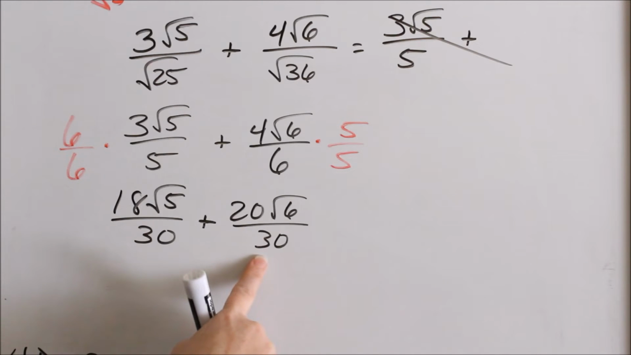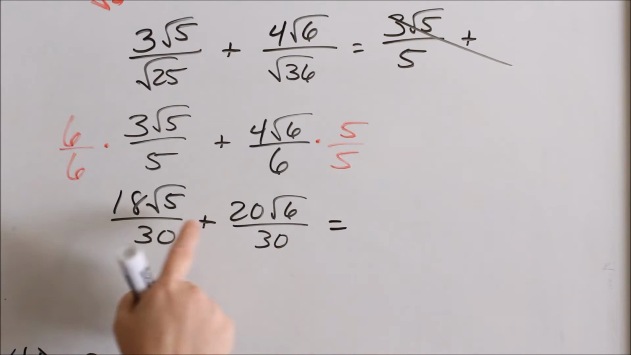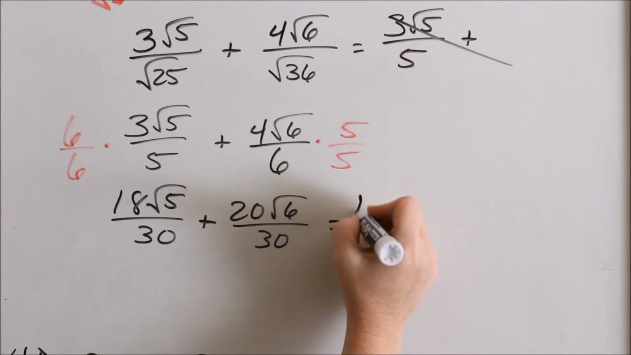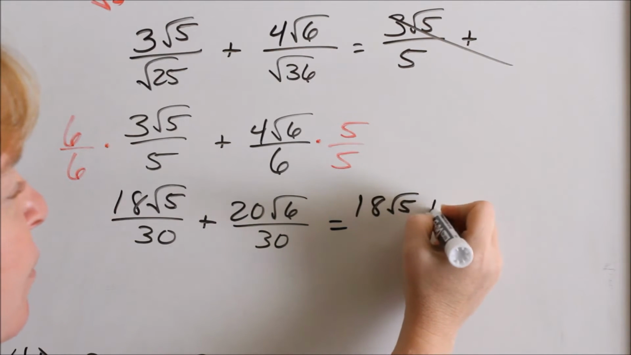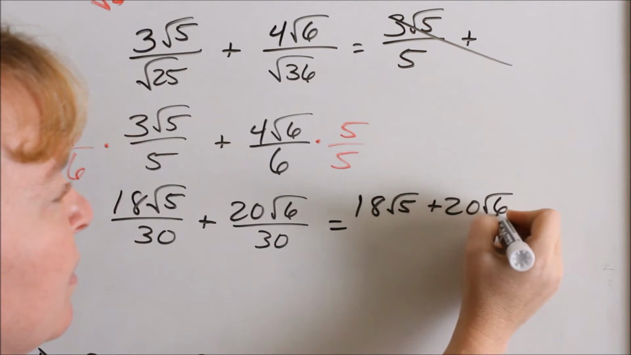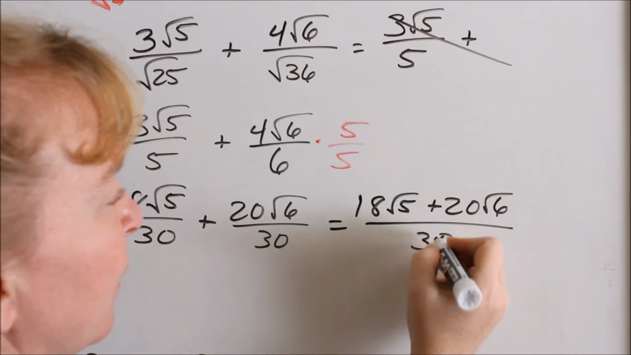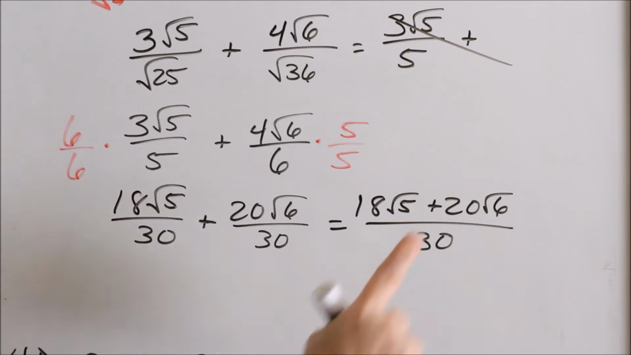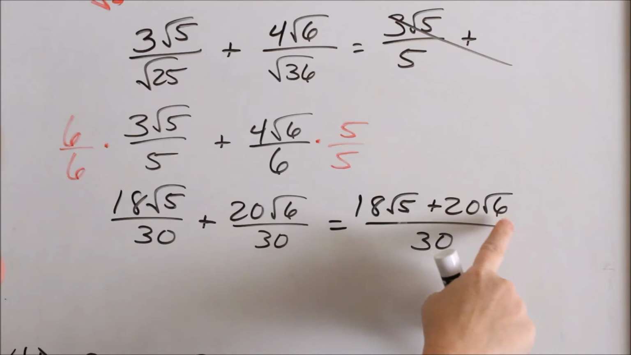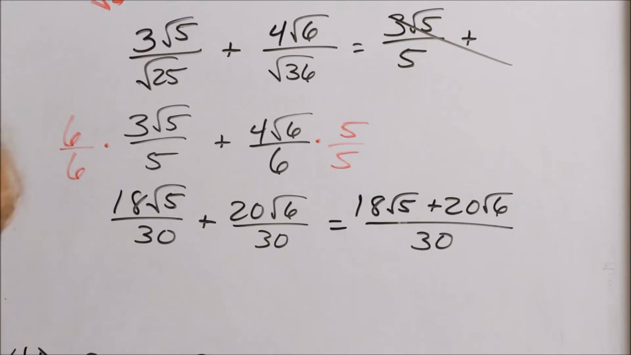Now that we have a common denominator, when you add fractions, you combine your numerators. So we can say 18 square root of 5 plus 20 square root of 6 all over 30, all over one denominator. Now you look, square root of 5 is not the same kind as square root of 6, so you cannot combine those. You can only combine them if they are the same kind.